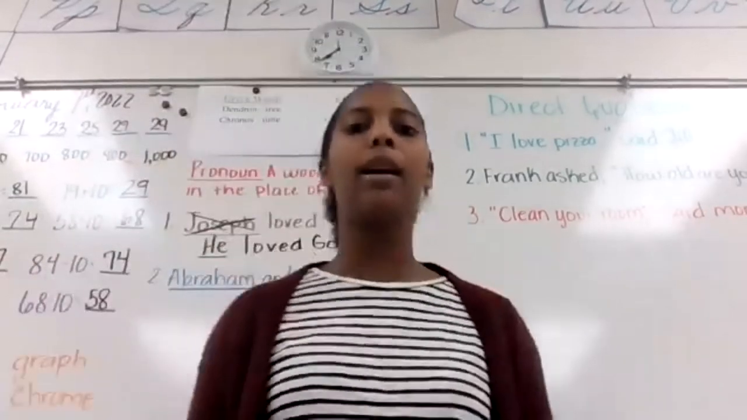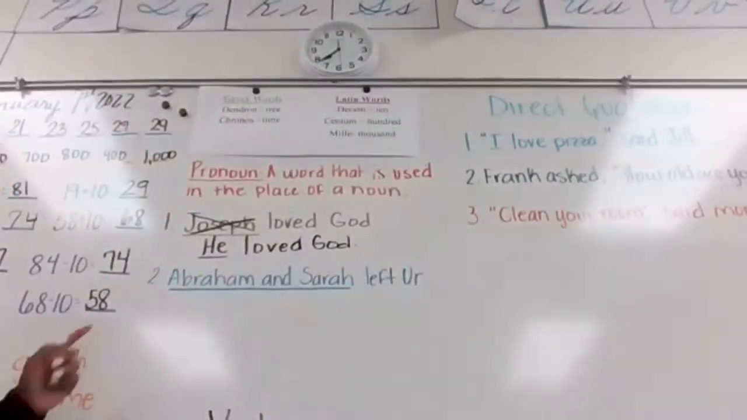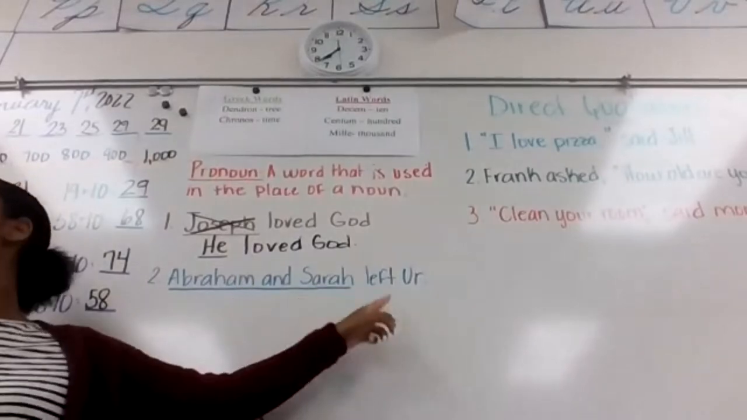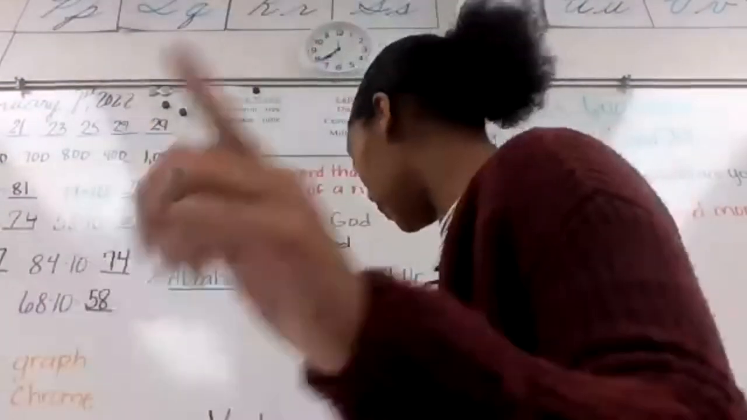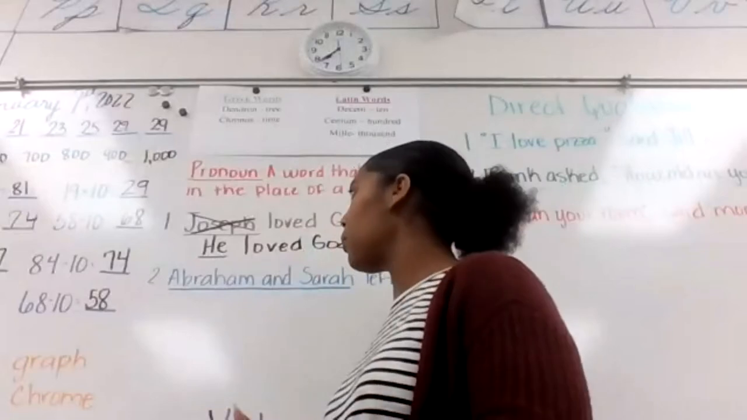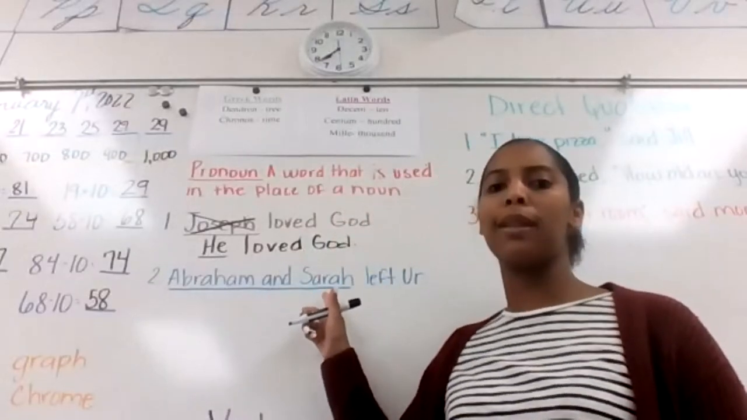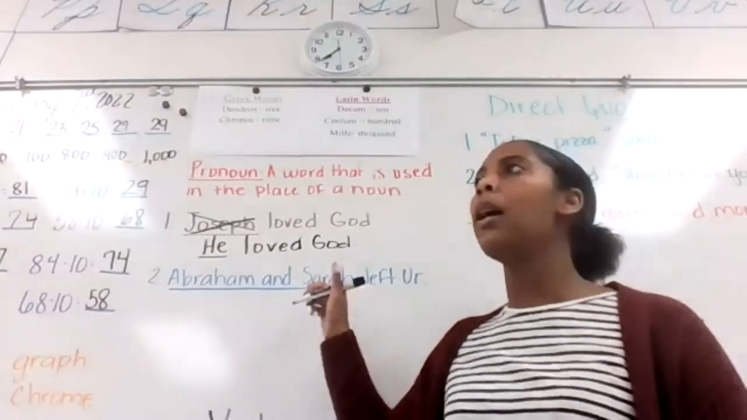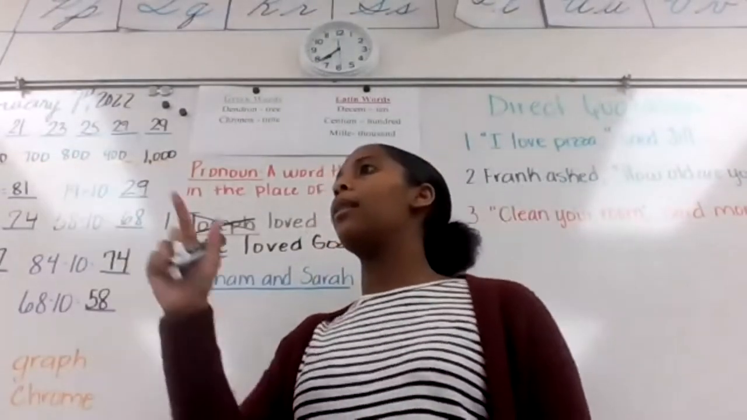Okay, so now let's go ahead and write this over, but let's replace our noun with the pronoun. So Abraham and Sarah left Ur. Abraham and Sarah are two people. You are not Abraham, you're not Sarah. So be careful which pronoun you're using. What could I say instead of saying Abraham and Sarah? Let's take out the nouns, their names, and replace them with the pronoun. What could I say?